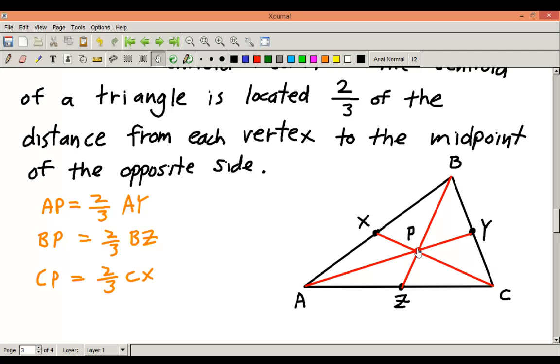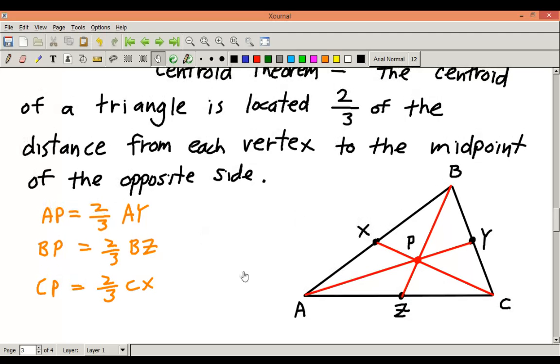And that's true for every single median of the triangle. So if you start from point B and you walk to point Z, 2/3 of the way you're going to stop at point P, the centroid. Same thing if you were to walk from point C to point X. When you arrive at point P, that's the centroid. That's 2/3 of the way from point C to point X.